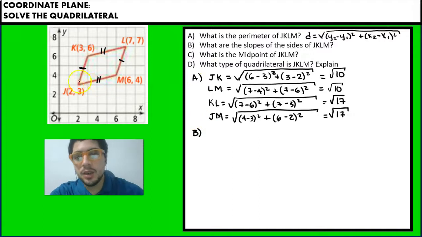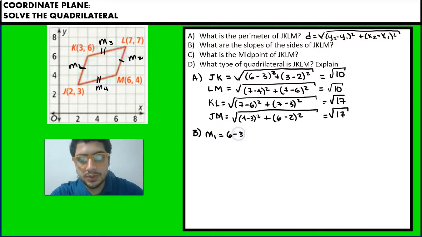So let's try doing part B. Now for part B, we're going to find the 4 slopes, one for each of these sides, and compare the slopes to see if m1 and m2 are the same, and m3 and m4 are also the same, right? So for m1, we're going to go y2 minus y1 divided by x2 minus x1. So 6 minus 3 divided by 3 minus 2, and that is going to give us an answer of 3 over 1, which is going to be 3.